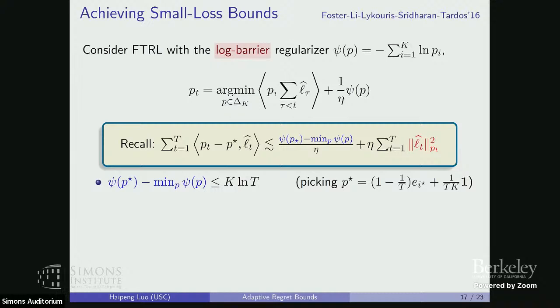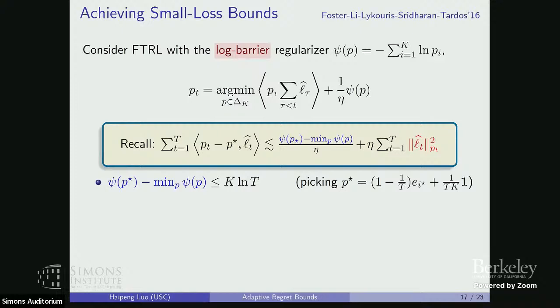In fact, just pick your comparator to be something very close to putting all the weight on I star, but mixed with a uniform, let's say 1/T amount of uniform over all the arms. So you're almost competing with the best arm, just up to a 1/T term. It's easy to see that it doesn't affect your regret, because this is only 1/T per round. So over T rounds, it only gives you about 1 regret. But it helps a lot in terms of bounding the penalty, because now every p star i has a lower bound of 1/(TK), so that this log 1/pi thing cannot explode. If you do that, you can show that the penalty term is just bounded by K log T.